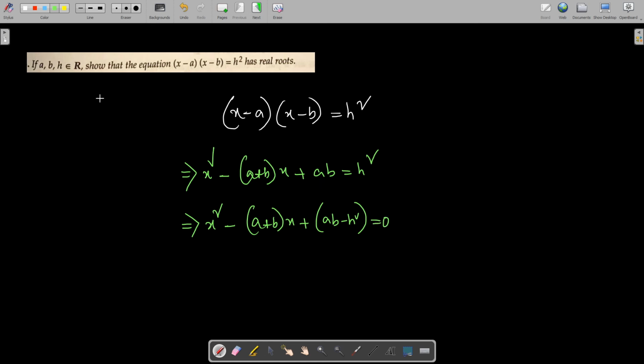If we further simplify it, we will get x square minus a plus b into x plus ab minus h square equals to 0. Now see, it looks like a quadratic equation. What do we have in place of a? We have 1. In place of b, we have minus a plus b. And in place of c, we have ab minus h square.